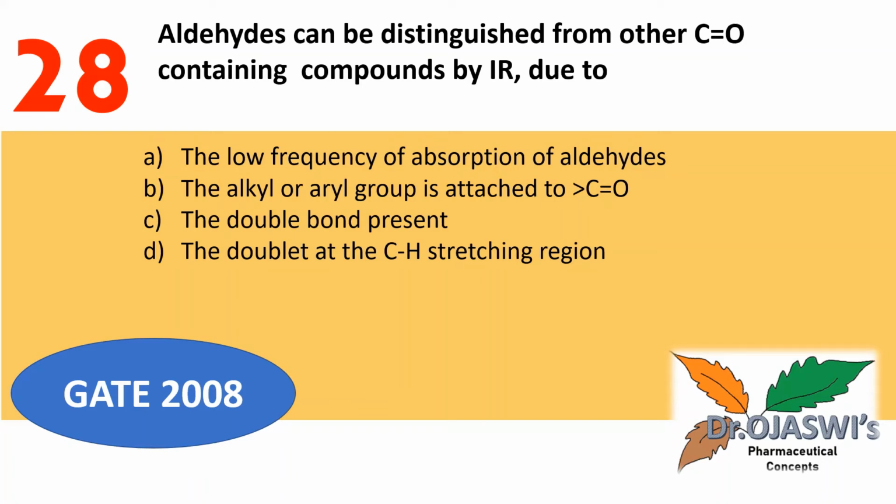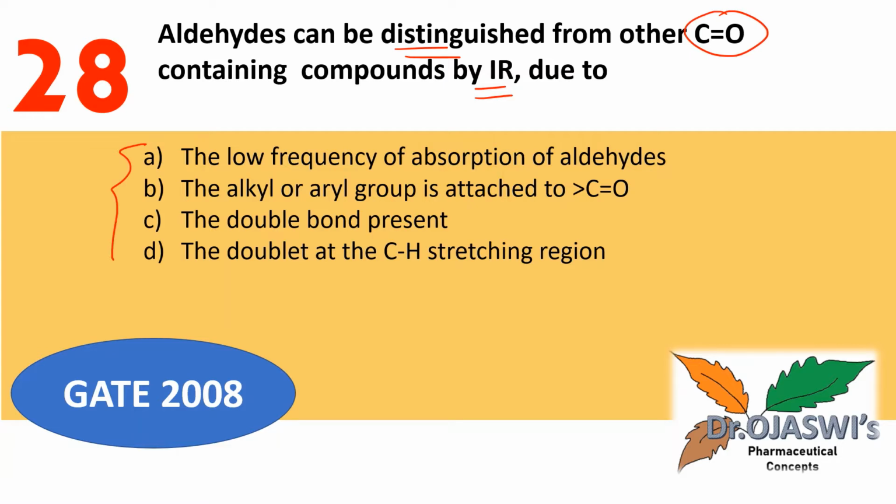Aldehydes can be distinguished from other C double bond O containing compounds by IR due to... Okay, so there are many carbonyl compounds. Along with aldehydes, there are ketones, there are amides, there are esters. But aldehydes are distinguished from them by IR due to which one of these options?